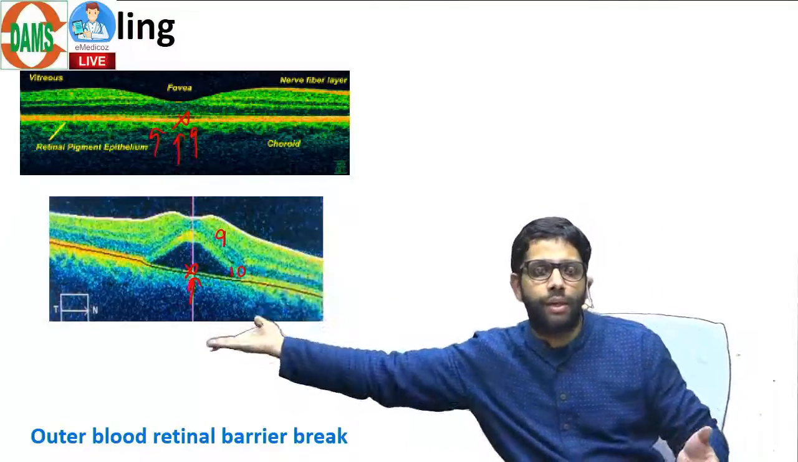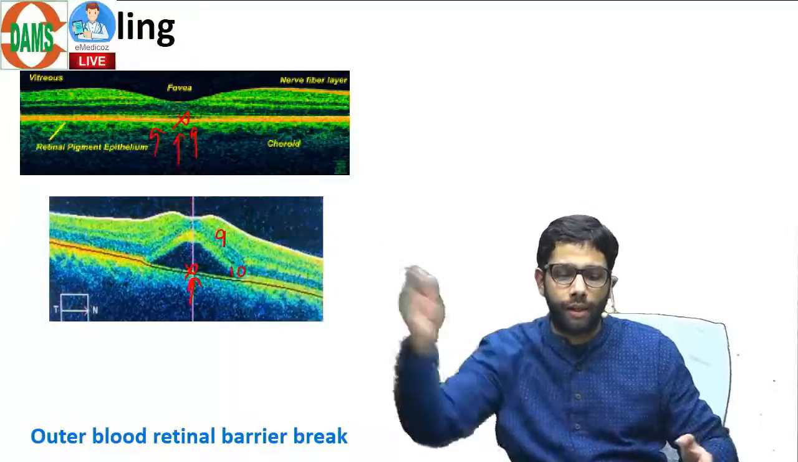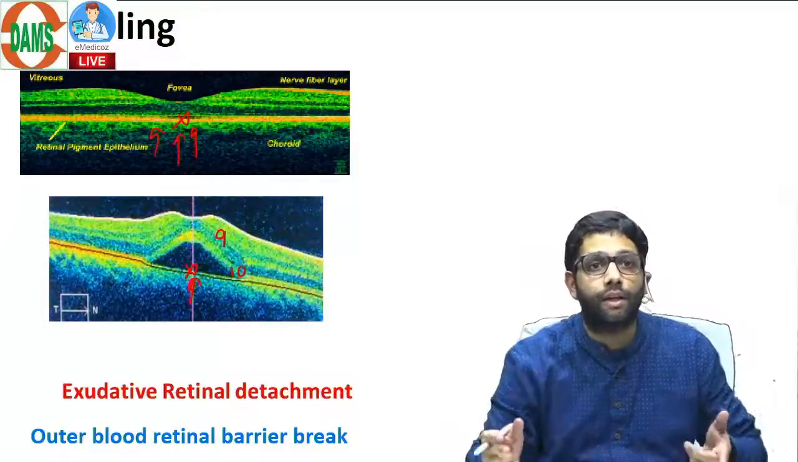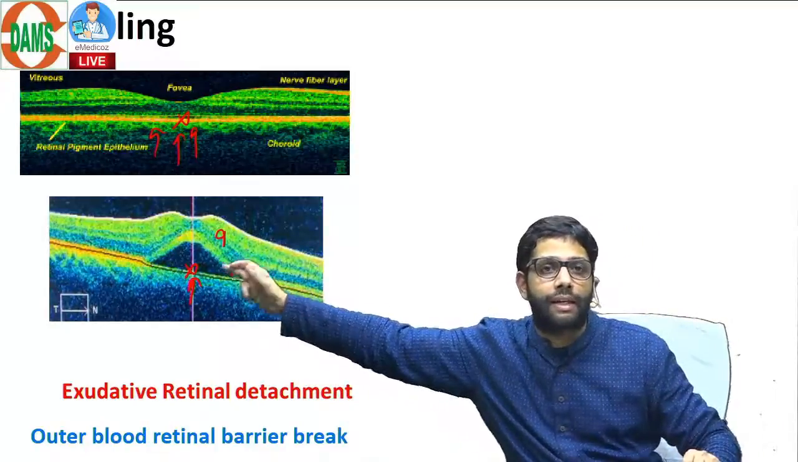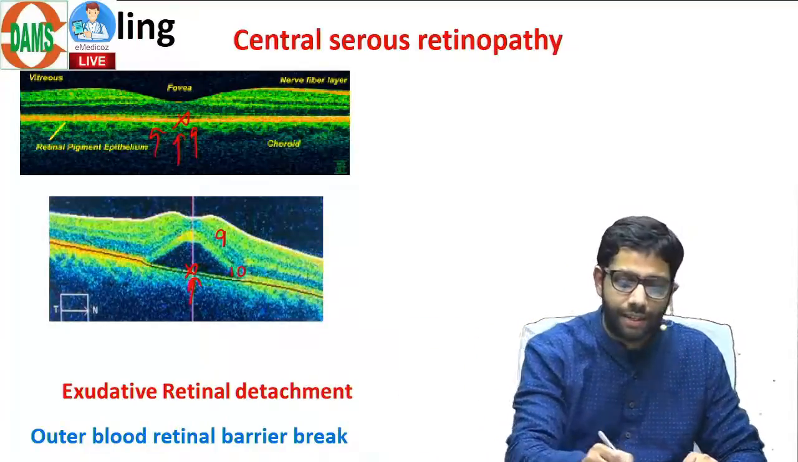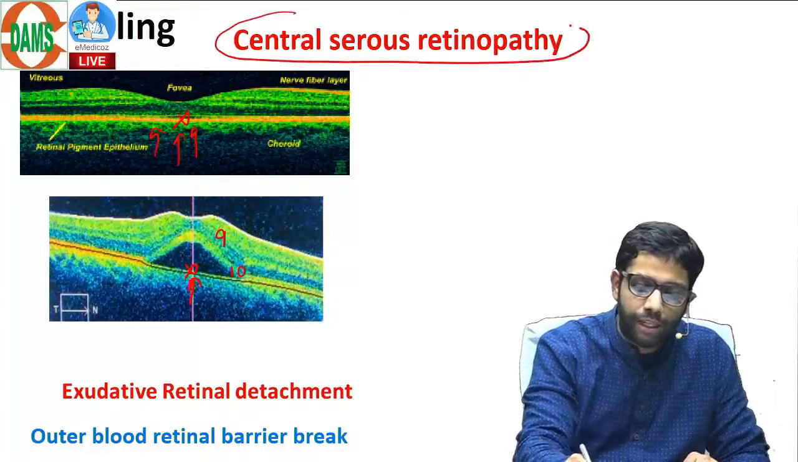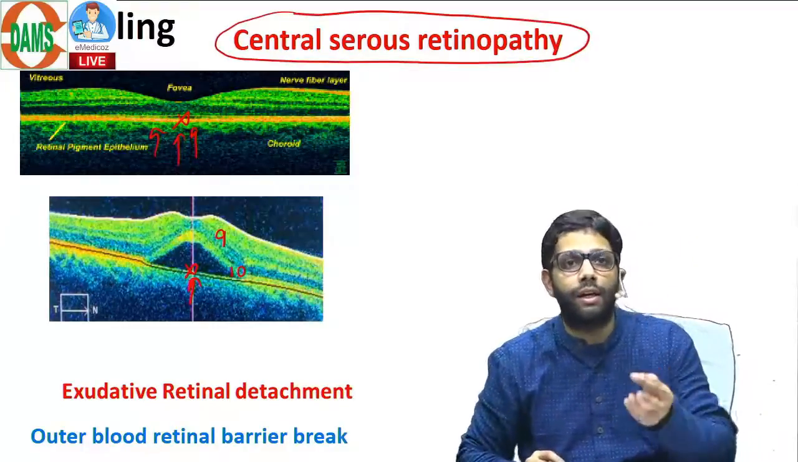And when it is due to excessive fluid coming from the choroid, we call it exudative retinal detachment. Due to an outer barrier break, only the central retina is getting detached. We call it central serous retinopathy. That will be the example of pooling.